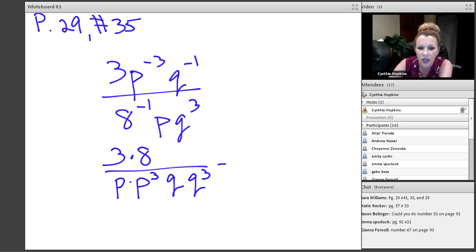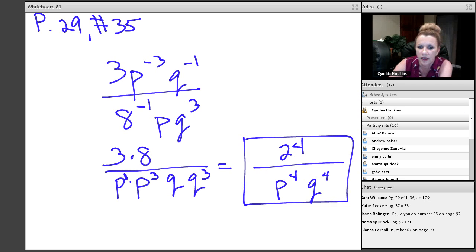And then q to the third, that is a positive exponent, so it also stays in the denominator. Okay, so my 3 times 8 is 24, so there's my numerator. My denominator is p to the fourth and q to the fourth. Oh, by the way, there's a property I can state. I have this p to the first times p to the third, and if you're not sure what to do with those exponents, then you would say, when multiplying like bases, you keep the same base and you add the exponents. And so there's your answer.